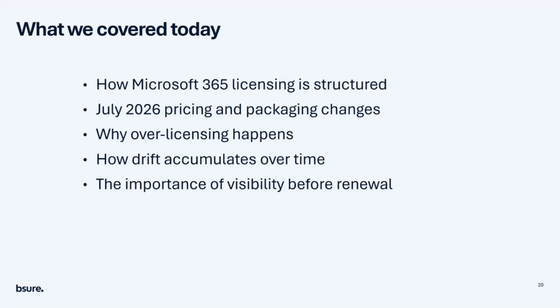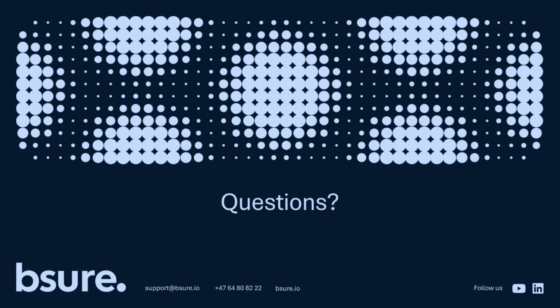That was the demo. What we covered today was how these Microsoft 365 licenses are constructed. We looked at the pricing and packaging changes that come this summer, common reasons why over licensing happens. It's tied to how drift accumulates over time, and the importance of having visibility to reduce that over licensing before your next renewal, which becomes even more important now that prices are increasing. So that was what we had today.